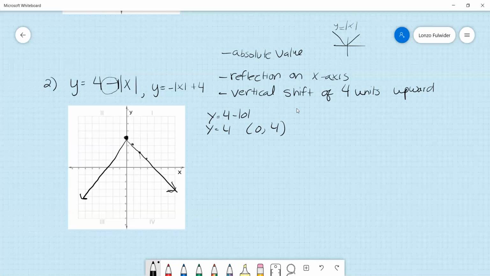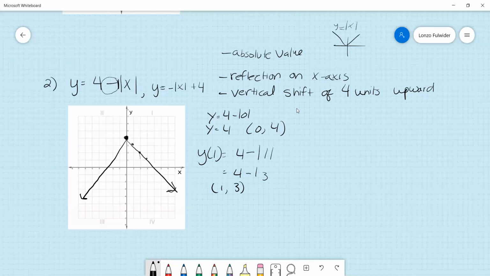Or you could just plug in points. What you can do is plug in x equals 1, so that would be 4 minus the absolute value of 1. That's 4 minus 1, but there's a minus, so it's going to be 4 minus 1, which is 3. So this coordinate would be 1, 3.